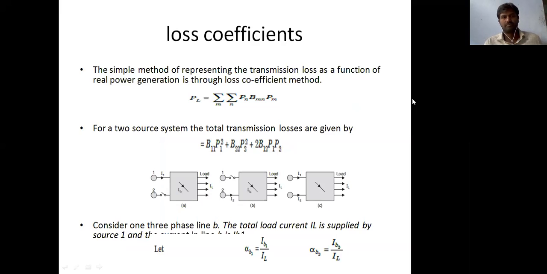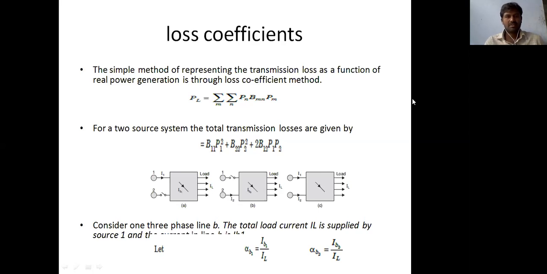In this video, the topic is loss coefficients. The loss coefficients are B_MN coefficients. This is a simple method for representing the transmission losses as a function of real power generation, through the loss coefficient method. In this method, we determine the total losses of the transmission line.